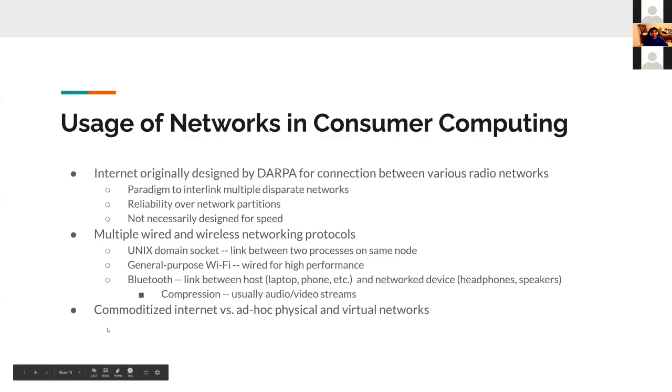Finally, there's the commoditized internet, the kind that we use to Google things, to watch Netflix and so on, versus ad hoc physical and virtual networks. For example, in one of my grad classes, I was reading a paper where the application was telesurgery, and I'll talk more on this. They couldn't use the commodity network because it wouldn't provide the reliability guarantees they needed. So they set up their own physical network.